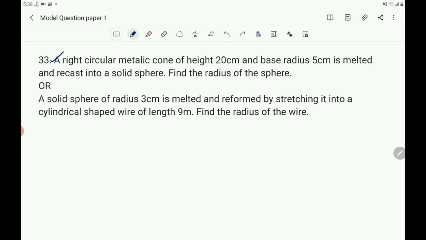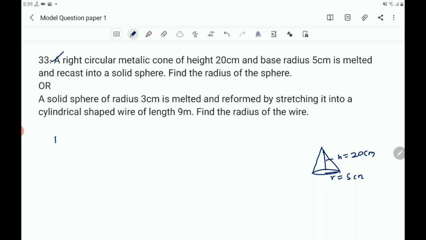Now, what is the formula to find the volume of the cone? Here it is given that it is a metallic cone and the radius is given, that is r equals 5 centimeter, not 20 centimeter, radius is 5 centimeter and its height is given, that is h equals 20 centimeter. Then what is the formula to find the volume of the cone? That is 1 by 3 pi r square h.